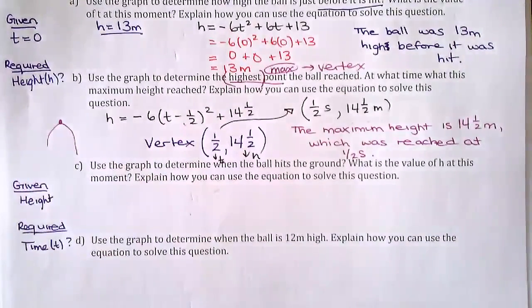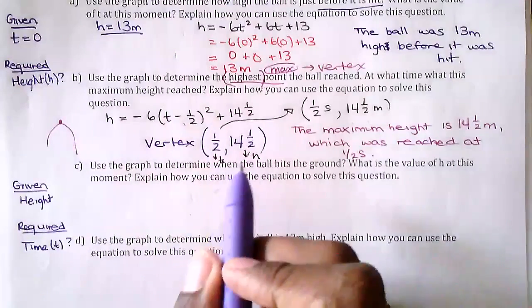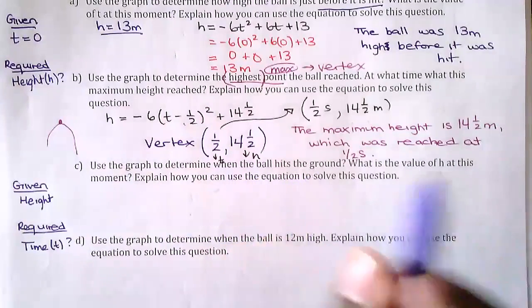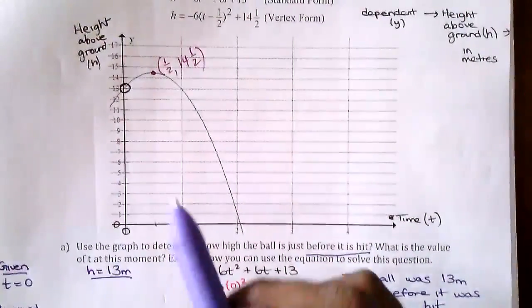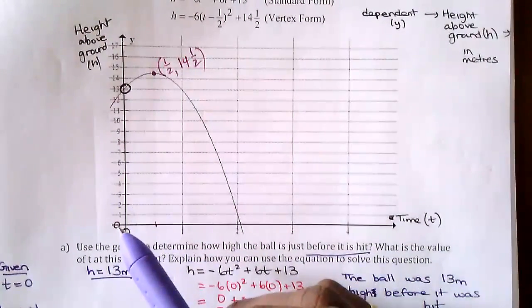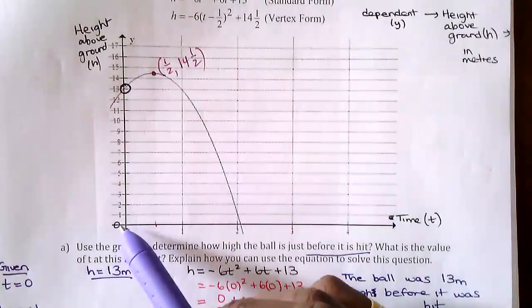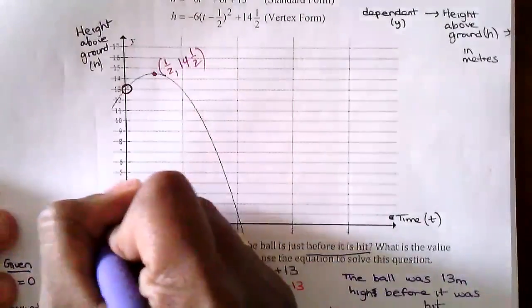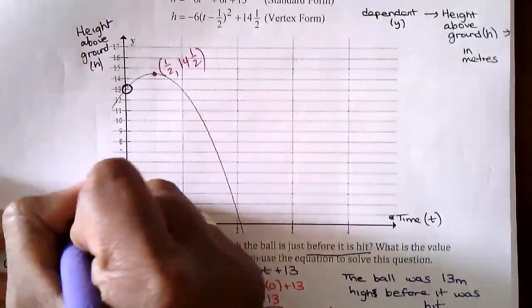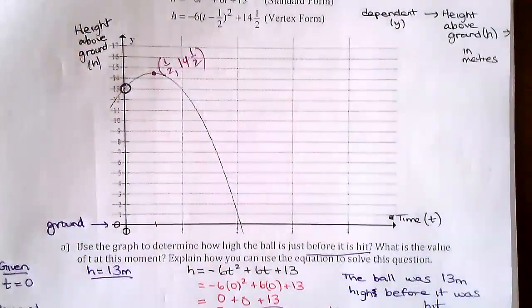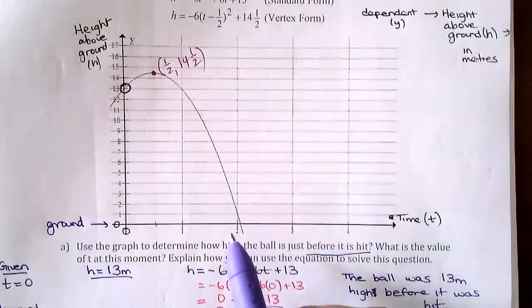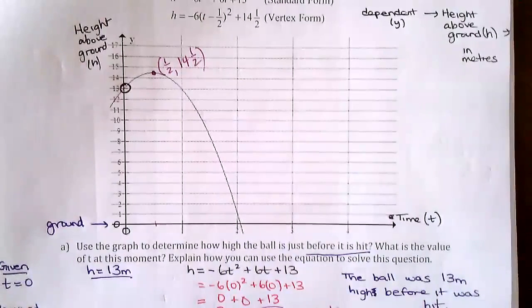But again, in the question, they don't explicitly give us a number. It says use the graph to determine when the ball hits the ground. Well, let's go back to our graph. The y-axis represents height above the ground. If we're hitting the ground, that means we must be 0 meters above the ground, because 0 meters above the ground is the ground. So this here represents the ground, okay? So what we're essentially trying to figure out, well, what is the time when the height is 0?